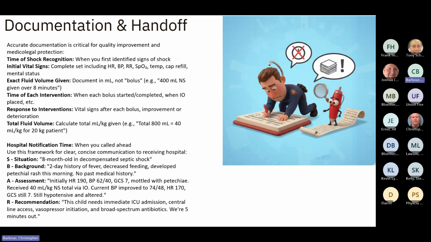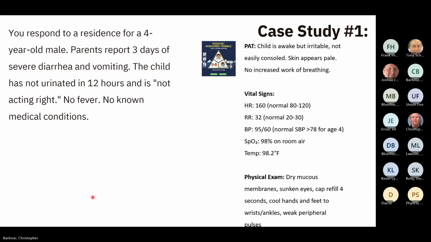All right, I have a couple of case studies here. Some things to think about. You have a 4-year-old male. Patient reports 3 days of severe diarrhea and vomiting. Child has not urinated in 12 hours, is not acting right, no fever, no known medical conditions. If anybody wants to drop in the chat, by all means, tell me what you're thinking with this patient.